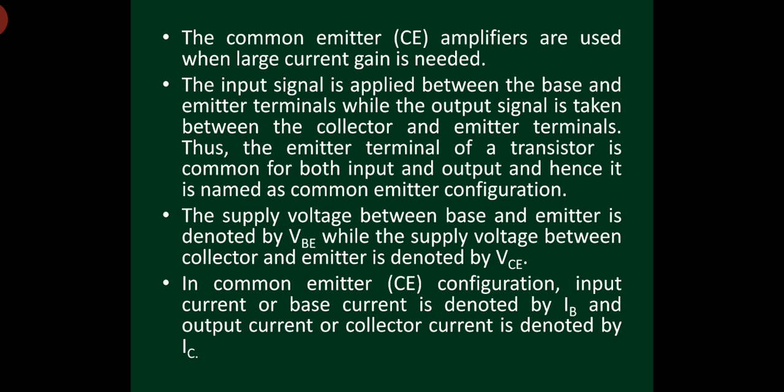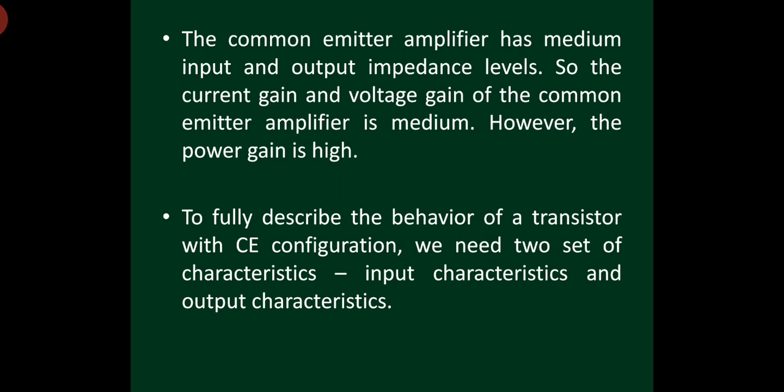The supply voltage between base and emitter is denoted by VBE, or it is the voltage developed across base and emitter, while the supply voltage between collector and emitter is denoted by VCE, the voltage developed across collector and emitter region, right? In the common emitter configuration, the input current is the base current IB, and the output current is the collector current IC, right? So the common emitter amplifier has medium input and output impedance levels. The current gain and voltage gain of a common emitter amplifier are medium. However, power gain is high.